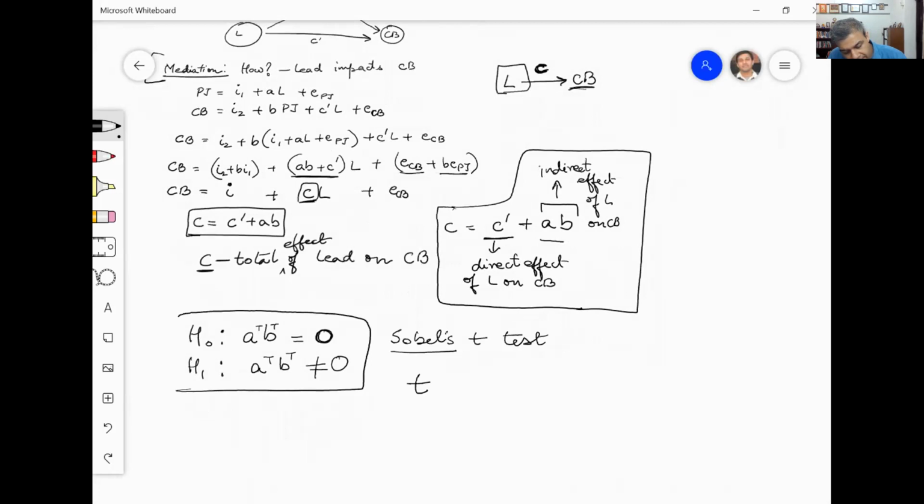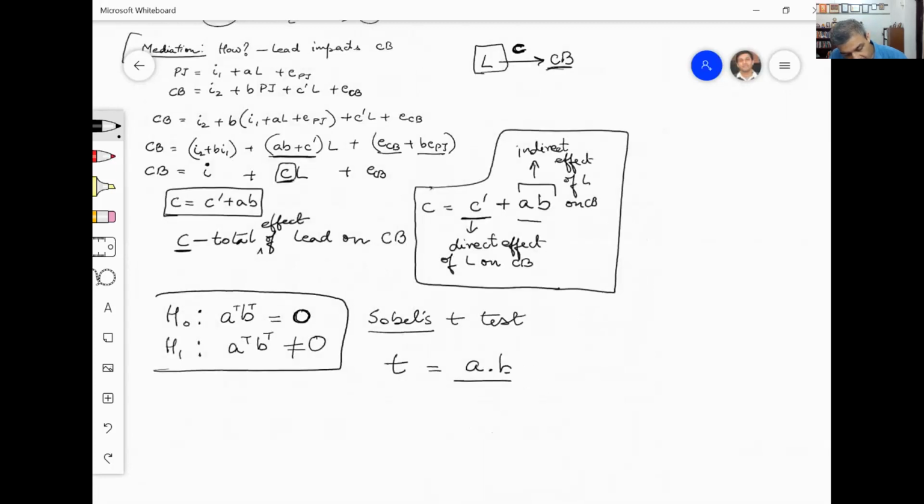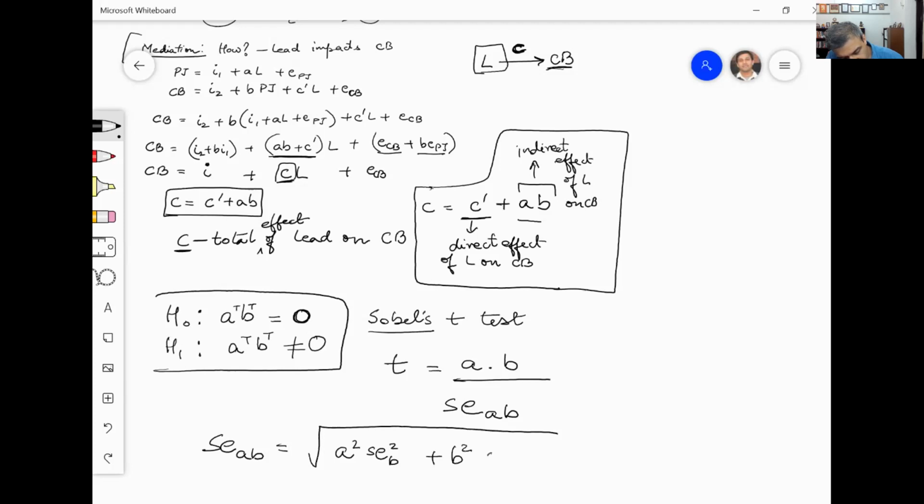Sobel's t-test is computed as A into B that you have got from the analysis here, divided by the standard error of AB. And the standard error of AB is written as the root of A square into standard error of B square plus B square into standard error of A square, where A and B are unstandardized regression coefficients.